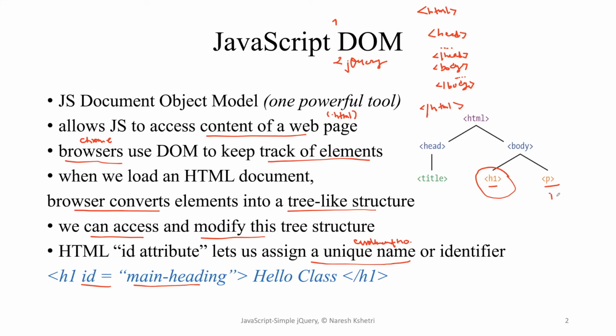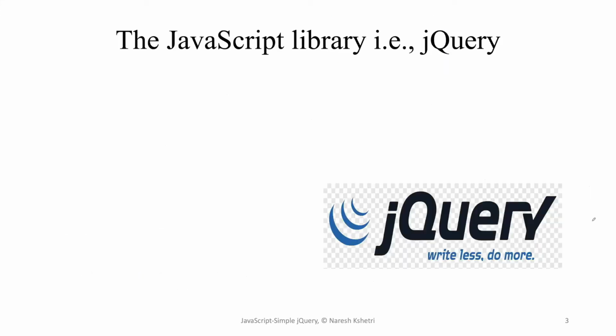For the paragraph, we can assign the ID equal to para1, something like that. That should be unique, and you can access that ID in the JavaScript, and you can work on that, modify and access that.